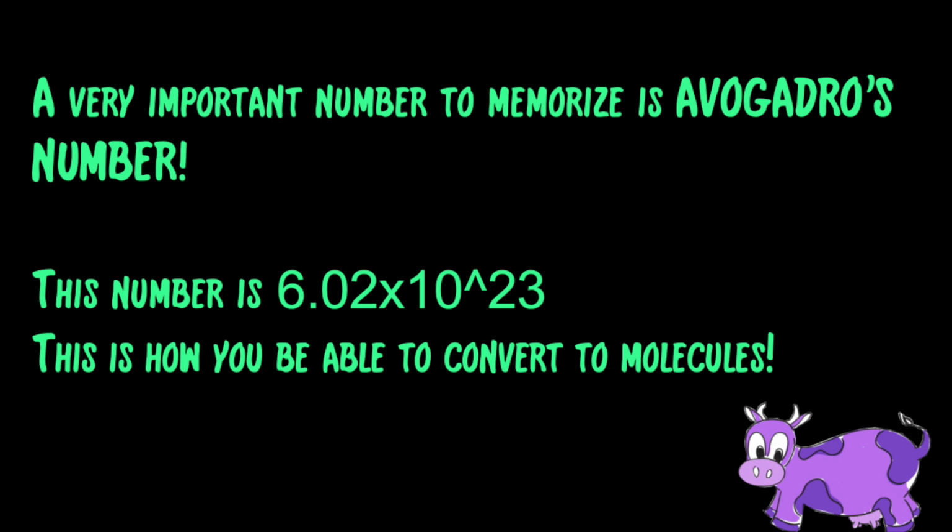Hi kids, I'm Hugh and I'm here to teach you about stoichiometry. Let's start simple with one-step stoichiometry. Before we do one-step stoichiometry, you should know Avogadro's number. This number is 6.02 times 10 to the 23rd, and this is going to help you convert to molecules.